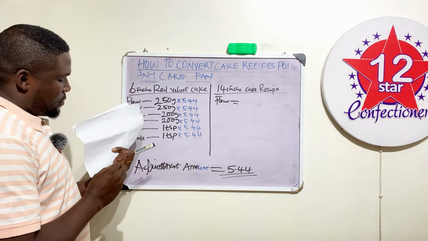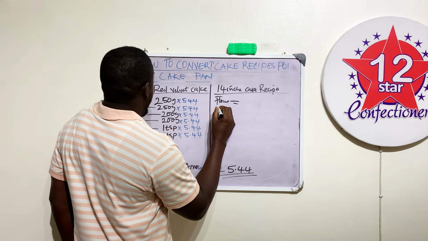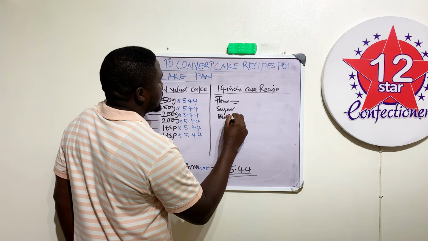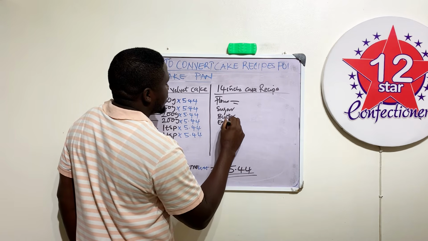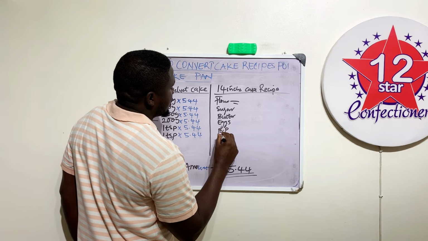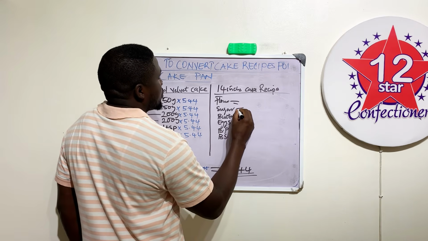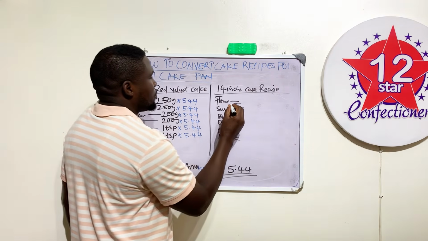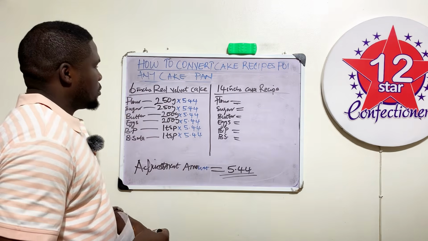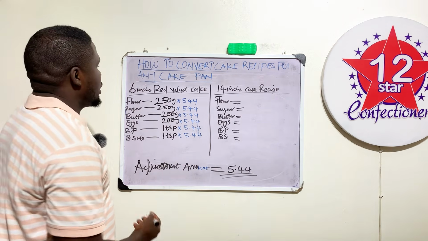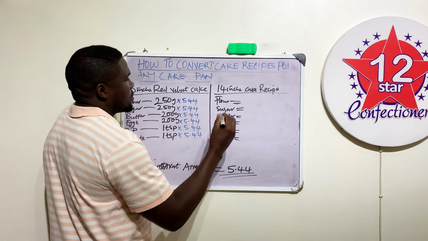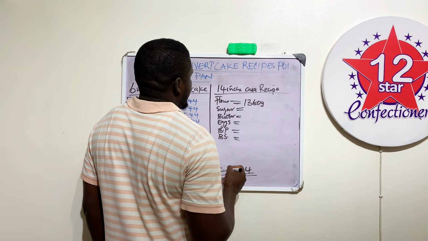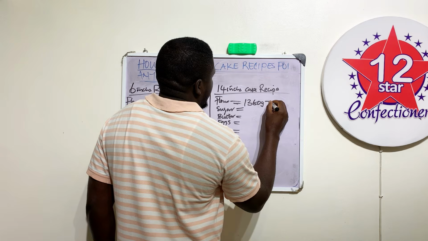So from here now, I have flour, sugar, butter, eggs, baking powder, and baking soda. If you want a standard red velvet cake recipe, it is on my YouTube channel, and I'll also place the link there. Let's do the calculation. For the flour, it's 1,360 grams.